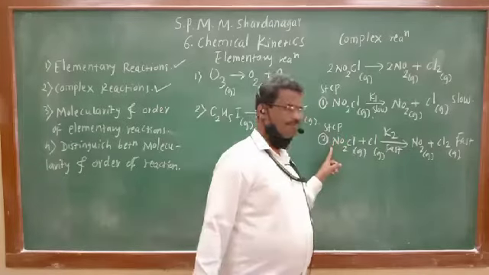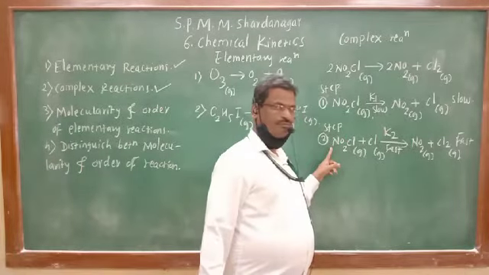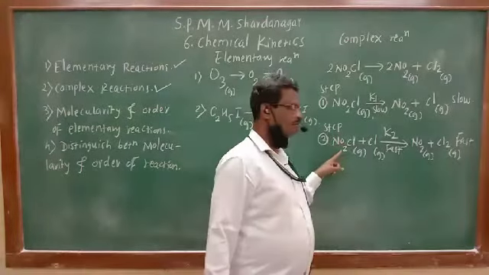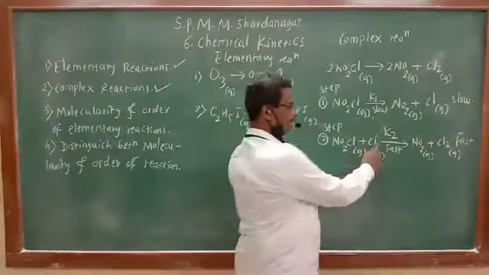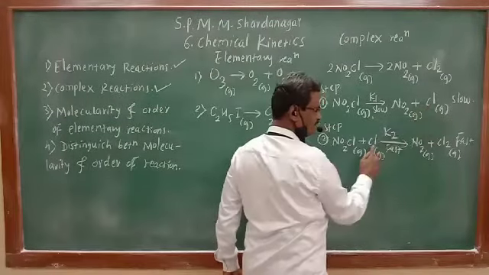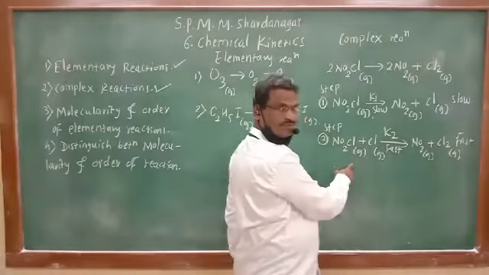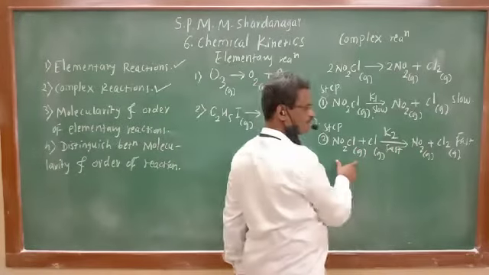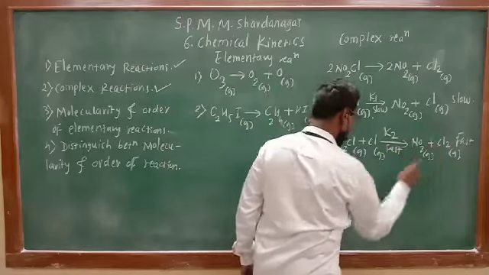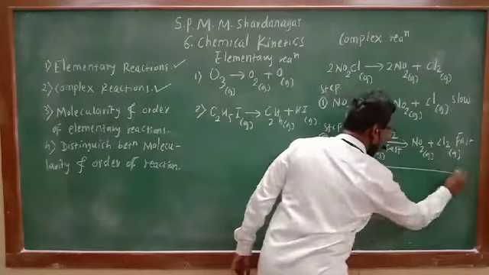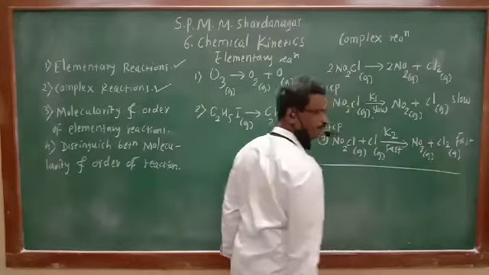And in the second step, 1 mole of NO2Cl reacts with Cl, which is obtained in the first step. This is a fast process. This reaction is fast and it gives NO2 and Cl2.